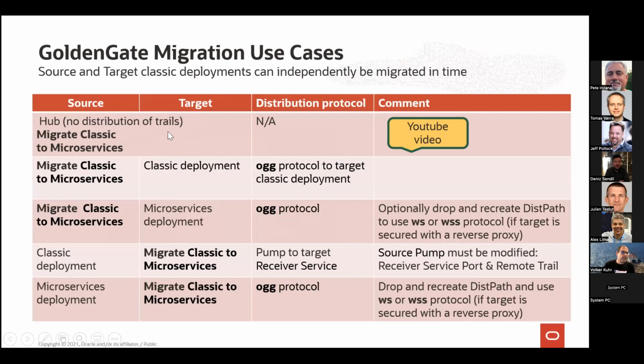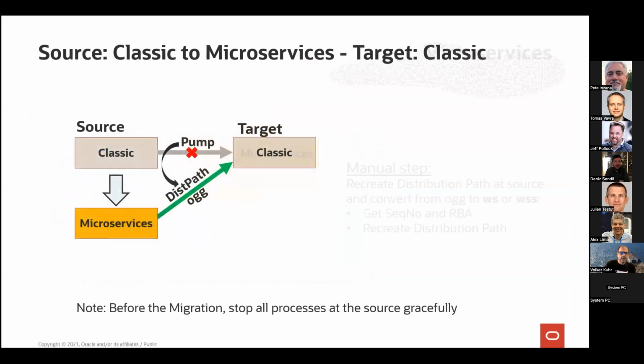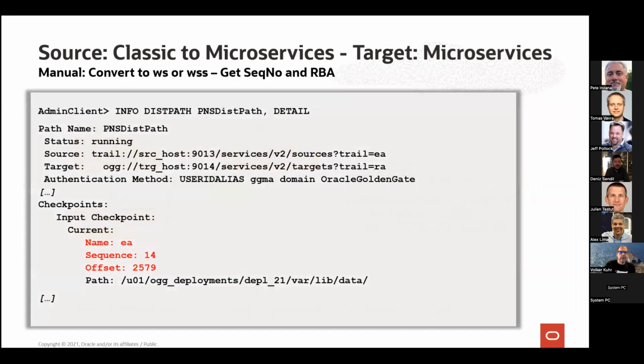There might also be situations where your source and your target systems are different. So it might be that your target is a classic deployment and you're migrating your source system from classic to microservices. Could be the opposite as well. So depending on this, you will use the appropriate protocols. First of all, the OGG protocol, but then you might want, as an option, to recreate the path using the WS or WSS protocol.